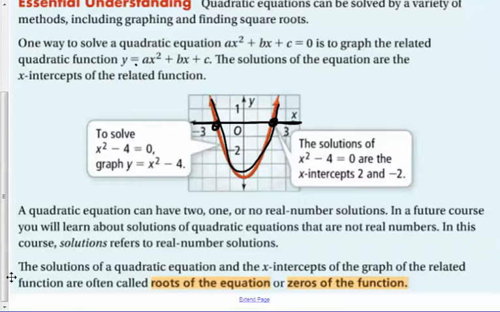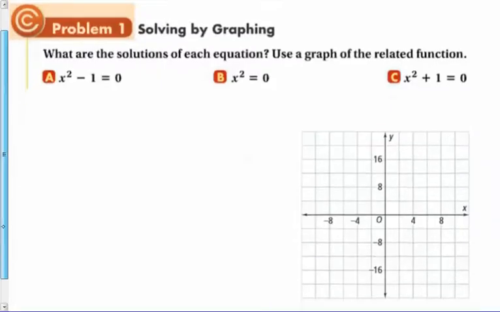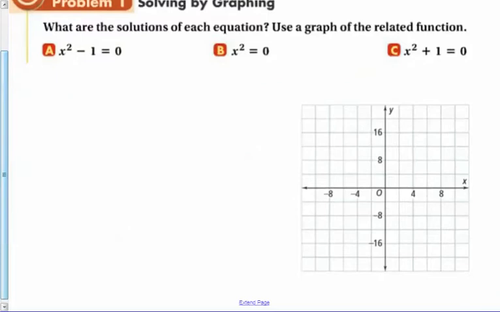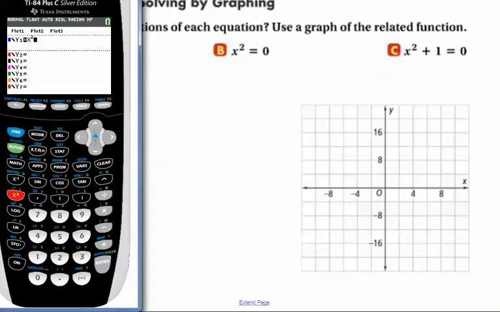So to do this, there's a couple of things that you can do. If we look into this one, it says solve by graphing. So you could do this. I'll show you both ways. But what are the solutions of each equation? So x squared minus 1. If I plug this into my graphing calculator, I go y equals, and I plug it in, x squared minus 1, and I hit graph, it looks something along the lines of that.